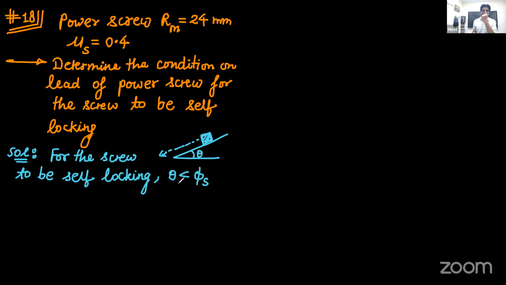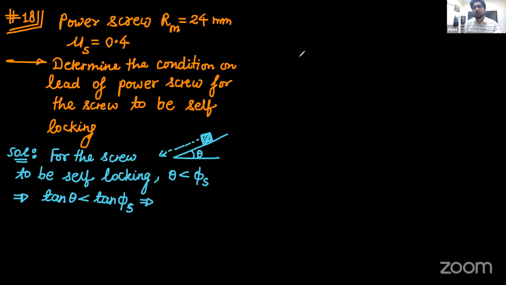I rather know how to calculate tan theta. So I'm going to just operate this condition by tan both sides. If theta should be less than phi s, tan theta should be less than tan phi s.